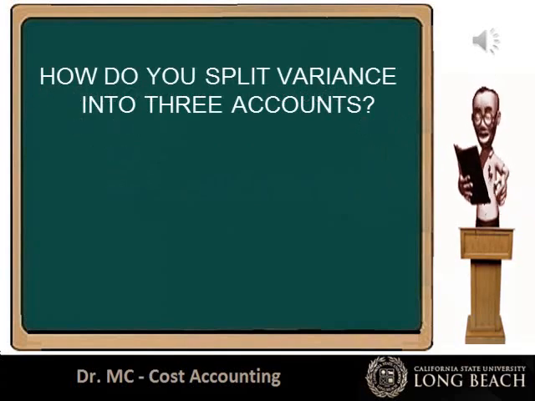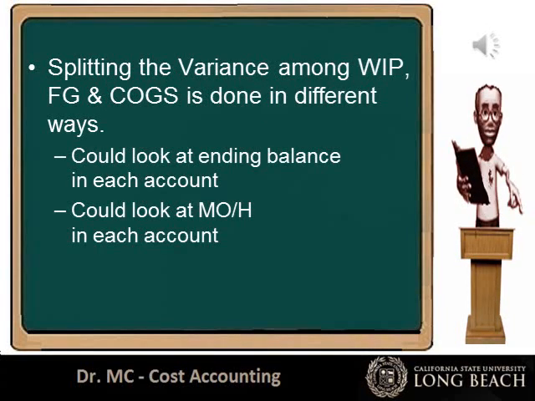Now we need to discuss how you divide the manufacturing overhead variance between work in process, finished goods and cost of goods sold. There are two main ways that the manufacturing overhead variance is allocated to work in process, finished goods, and cost of goods sold. You either look at the ending balance in each of those accounts, or you look at the amount of overhead that is left in each of those accounts.